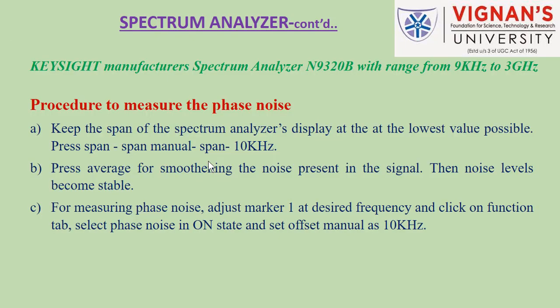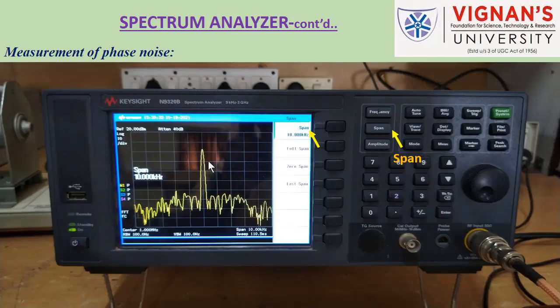And now we will see how to measure the phase noise using the spectrum analyzer. This is the procedure to measure the phase noise of the signal. Whatever signal we took for the measurement of signal power and signal frequency, the same signal we have taken. But while measuring the phase noise, you give a very small span value. So we are reducing the span. Previously we gave 100 kilohertz. Now I am giving the span as only 10 kilohertz, so that you can see the noise clearly.